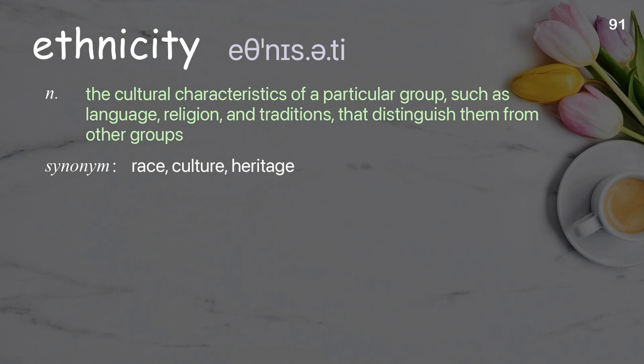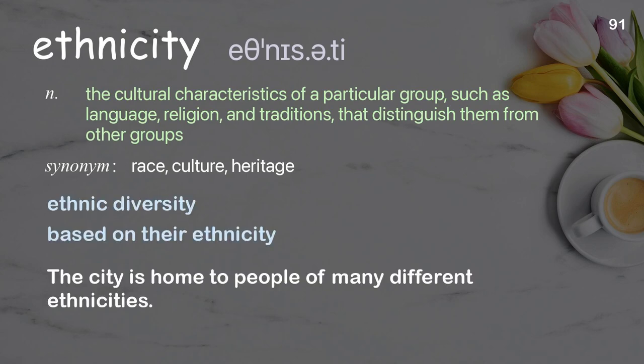Ethnicity. The cultural characteristics of a particular group, such as language, religion, and traditions, that distinguish them from other groups. Examples: ethnic diversity, based on their ethnicity. The city is home to people of many different ethnicities.